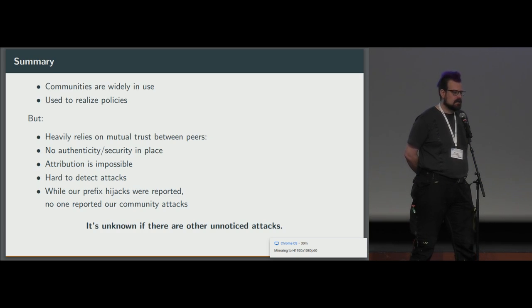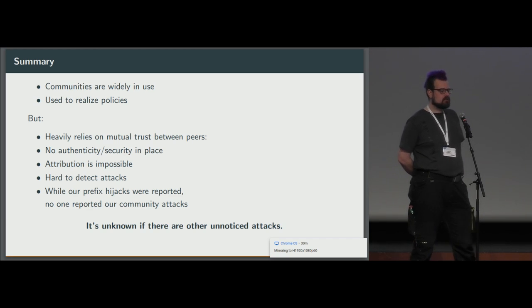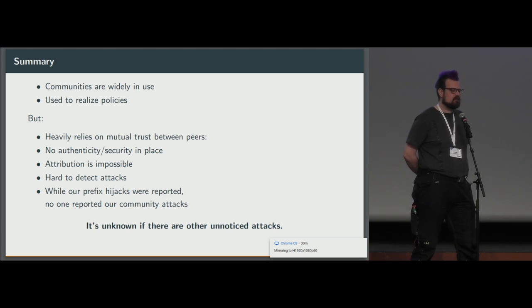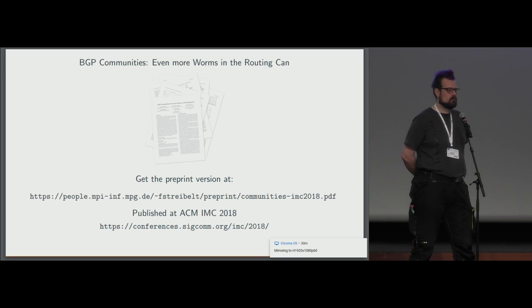So, wrapping up, communities are widely in use. They are used to realize policies. They are needed, but they heavily rely on mutual trust between the peers, because there is no authenticity and security in place. There is no attribution. Attacks are very hard to detect. And one takeaway from our experiments: we did some prefix hijacking that was reported on Twitter, but nobody actually spotted our redirection attacks based on communities. So we cannot be sure if there are other people already doing attacks using communities.